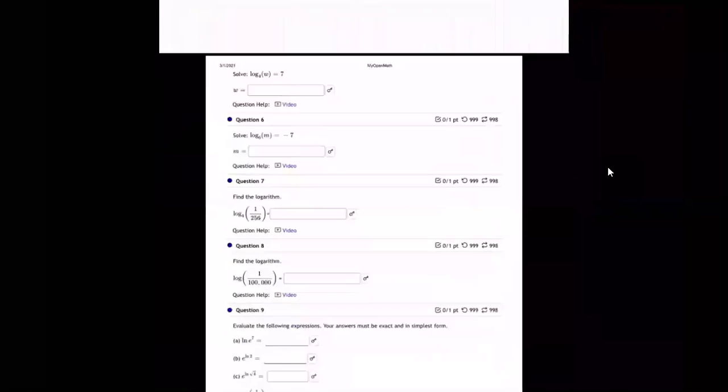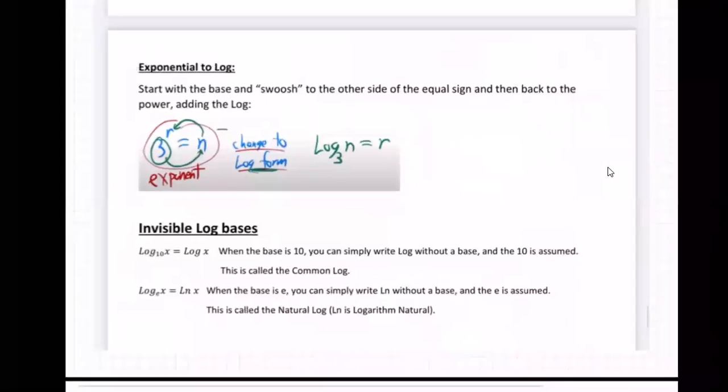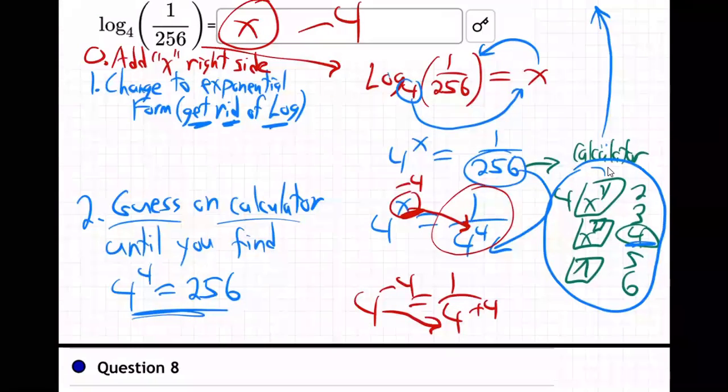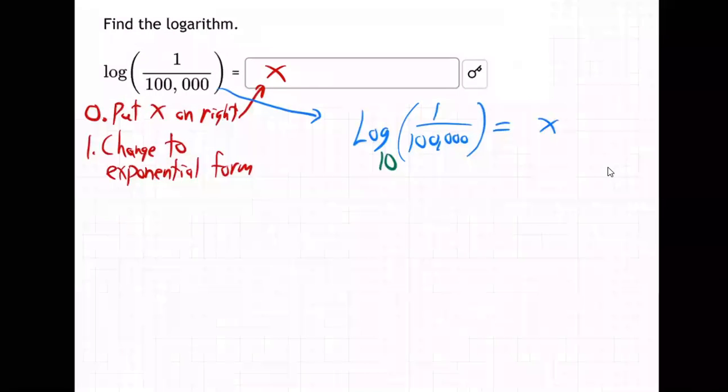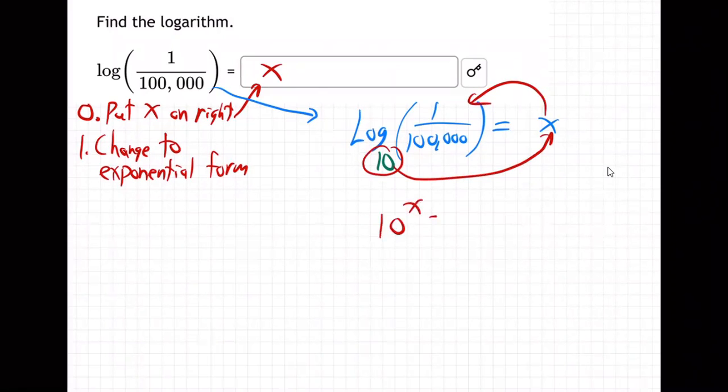So I gave you that in the notes somewhere. I don't know where. Maybe they're up here. Yeah, there we go. So the invisible base is 10. Log base 10 is the same as log. When the base is 10, you can tell they're log, the 10 is assumed, called the common log. So you go ahead and put in the 10, and then do the swish. 10 to the X, boom. So 10 to the X equals 1 over 100,000.